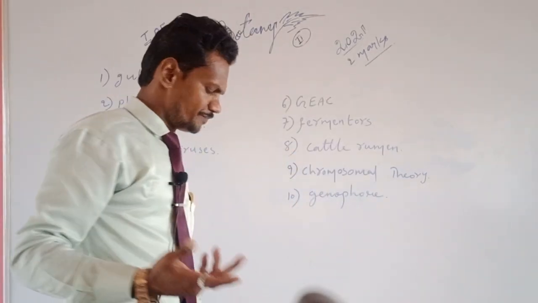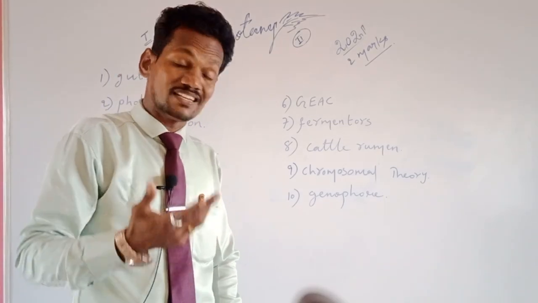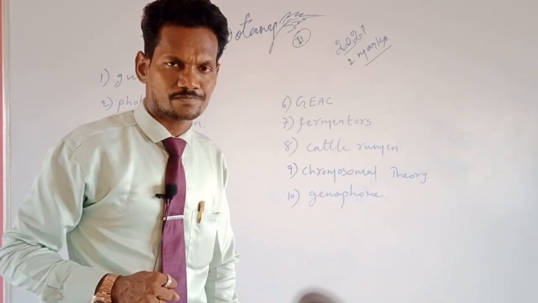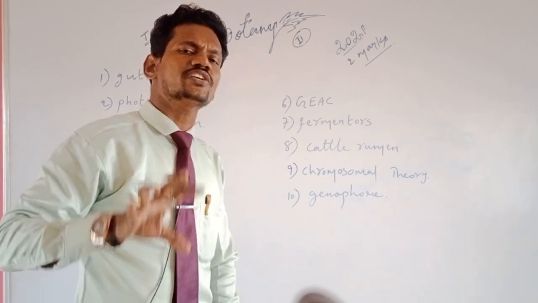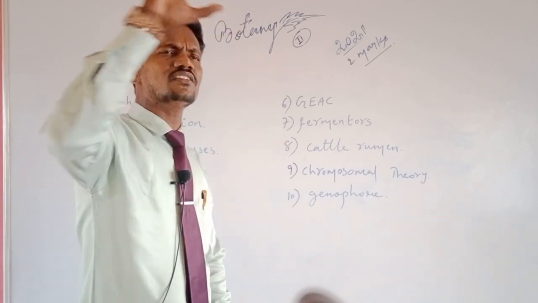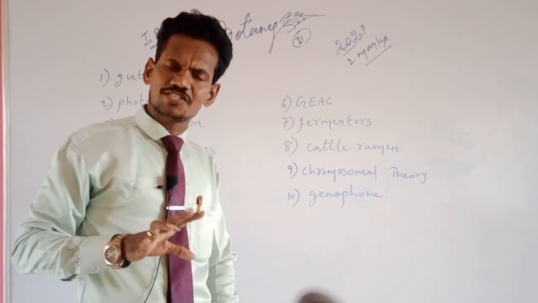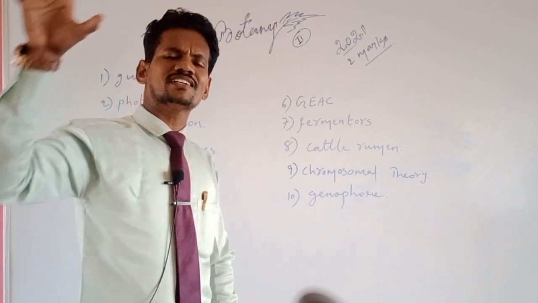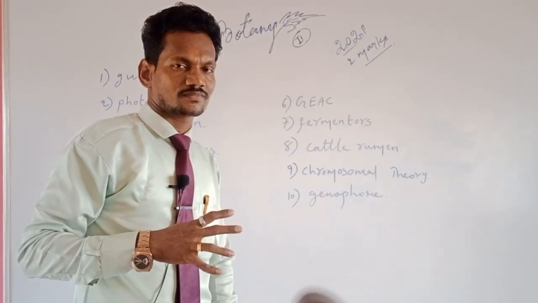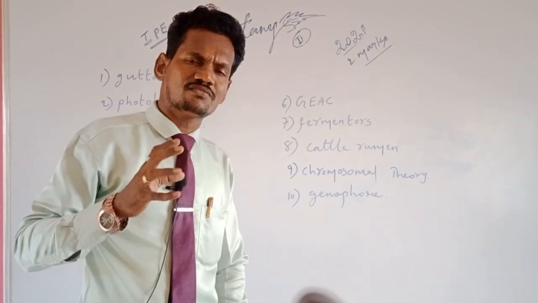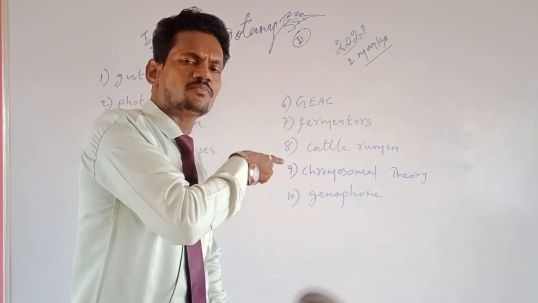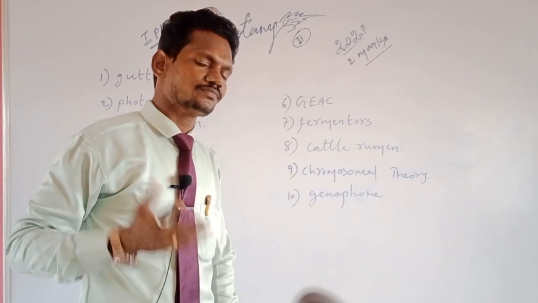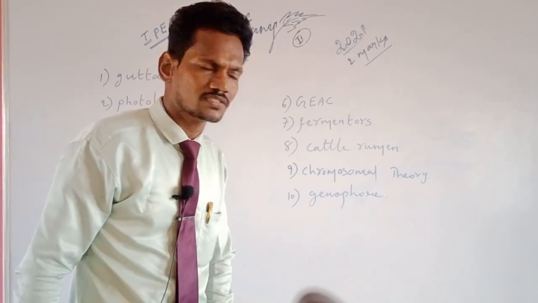Then seventh one, what are fermenters? Where are they used? You already know the fermentation process. In industries, large scale fermentation process is done. In that process, large containers and vessels are used. Those large containers and vessels used in the fermentation process are known as fermenters. That's the answer for that question.